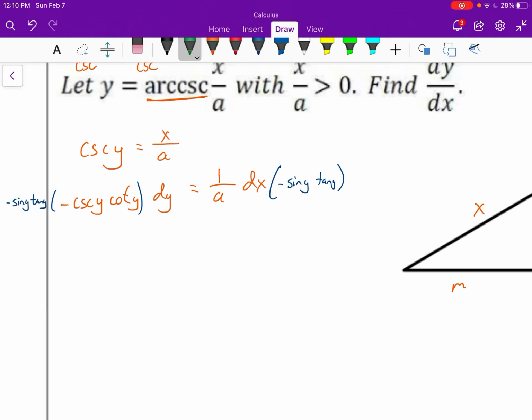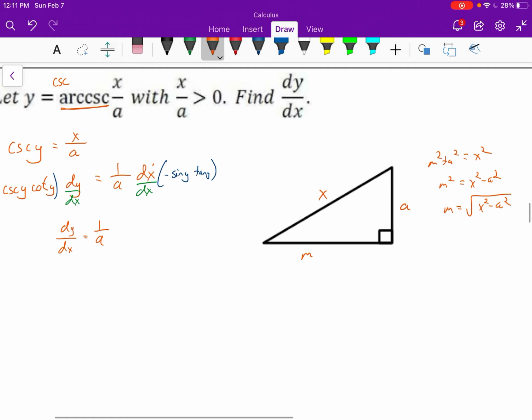And at the same time, we can both go ahead and divide by dx. And so we have dy dx equals 1 over a. And now we're going to plug back in. Actually, we'll put the negative out front here because of the negative.